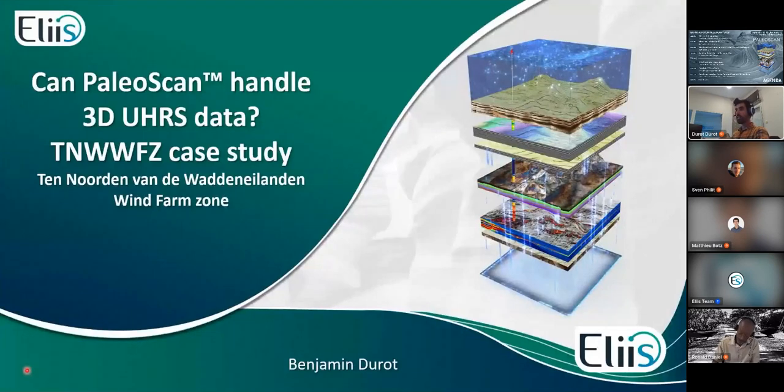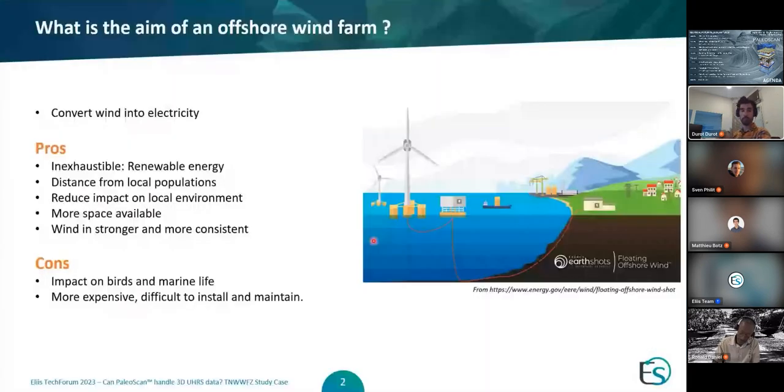Here I won't teach you anything new, but the aim of the offshore wind farm is obviously to convert wind energy into electricity using wind turbines. Then once the electricity has been created, the idea is to convey this electricity on land using subsea cables. That's why we have to make sure that the site is safe enough and all the infrastructure won't be damaged by anything.